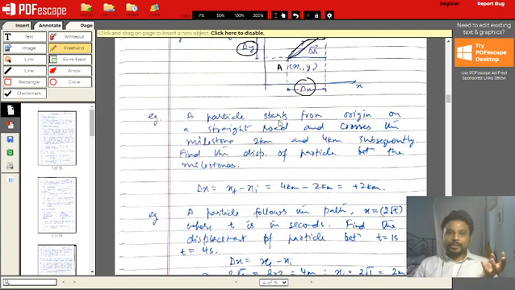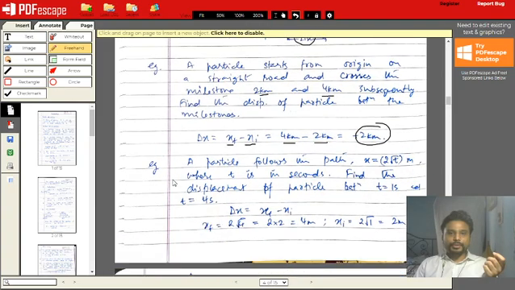Let's say a particle starts from the origin on a straight road and crosses the milestones 2 kilometer and 4 kilometer subsequently. Find the displacement of the particle between the milestones. So between the milestones, the displacement of the particle would be final position minus initial position. The final position of the particle is 4 km. The initial position of the particle is 2 km. 4 km minus 2 km. The displacement of the particle is plus 2 kilometers.